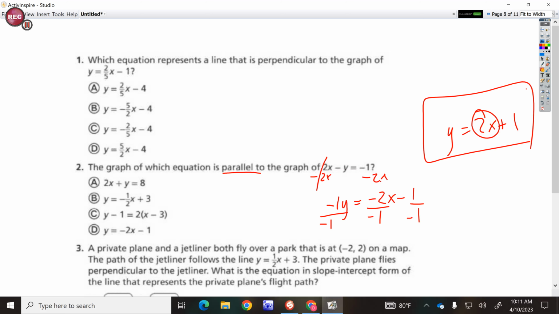You stuck? Call me over. Flip it, change the sign because it says perpendicular. Number 3, it says perpendicular, so just flip it, change the sign. Yeah, I have the answer, but I'm not just going to give you the answer.